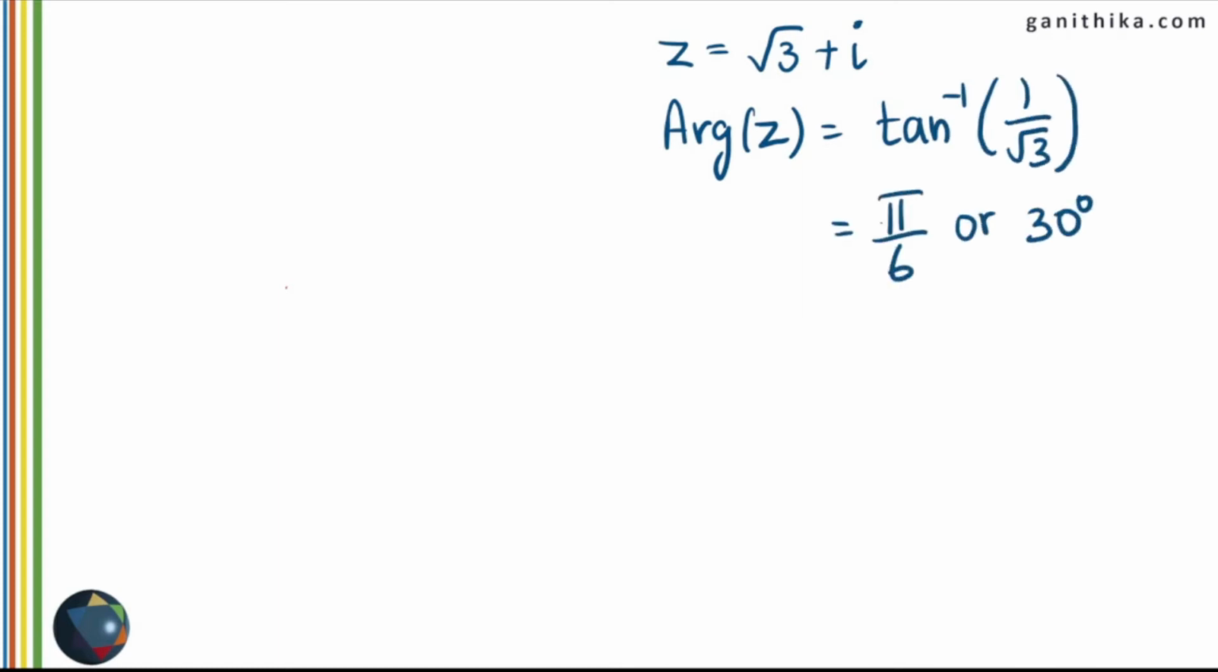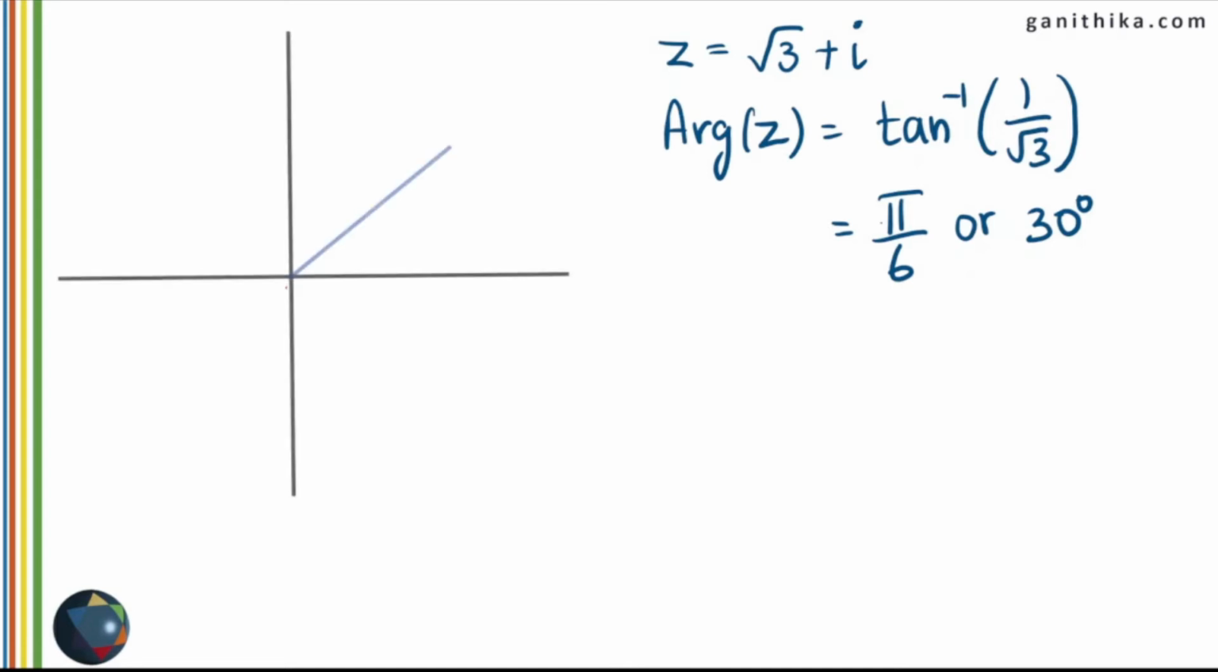This gives you the argument of z as tan inverse of 1 over square root of 3, because 1 is b and square root of 3 is a. So according to the formula we had, argument of z is tan inverse of b over a. In this case, 1 over square root of 3. We know that tan inverse of 1 over root 3 is pi over 6 in radians or 30 degrees.